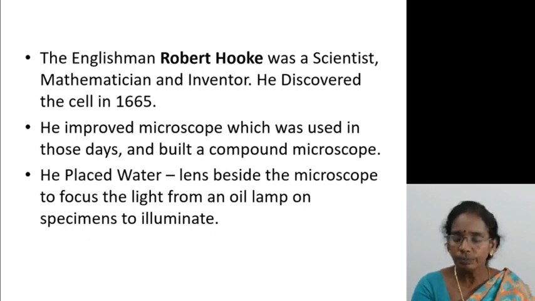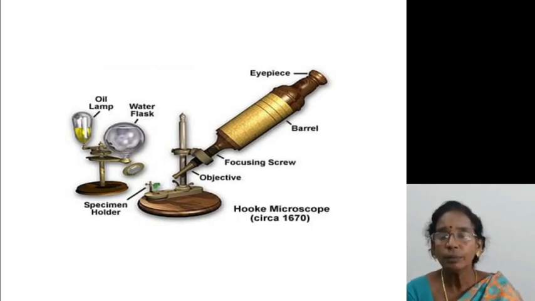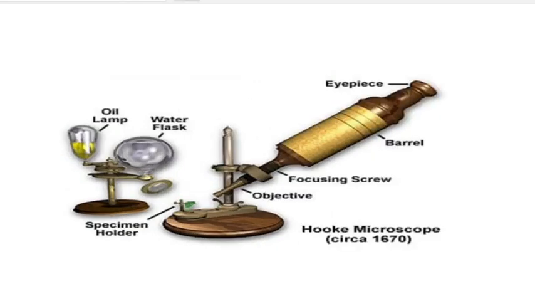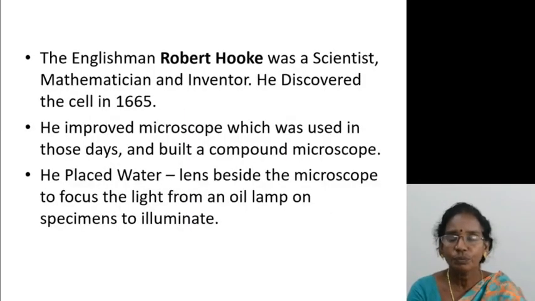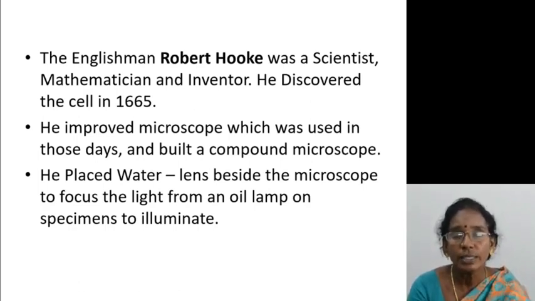He placed a water lens. This is the microscope which was used by Robert Hooke. He placed a water lens beside the microscope and focused the light from an oil lamp on the specimen to illuminate them brightly. Illuminate means to make something visible or bright by shining light on it, so that he will be able to see the minute objects clearly.